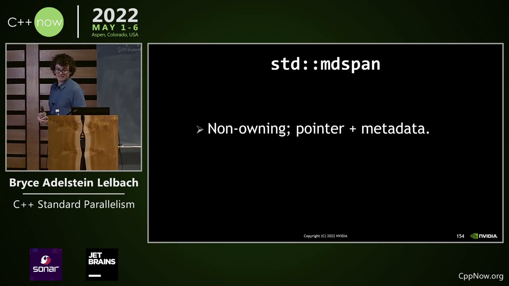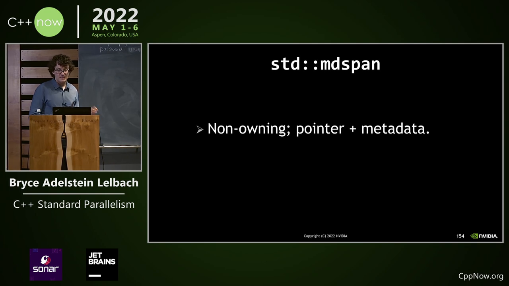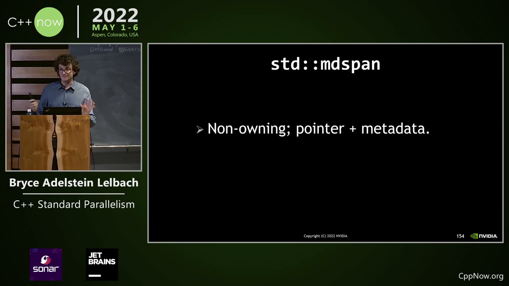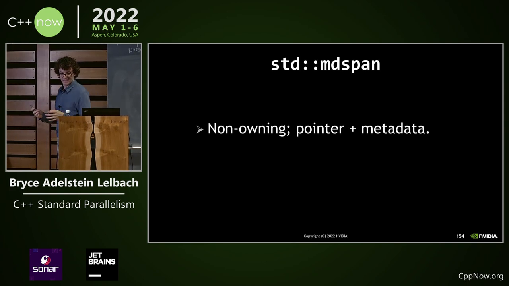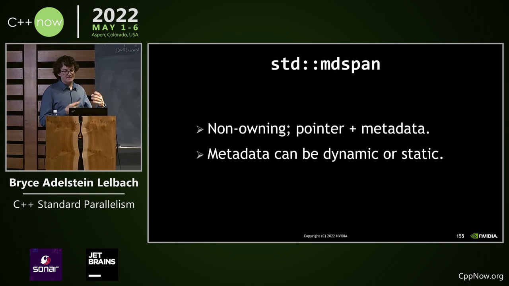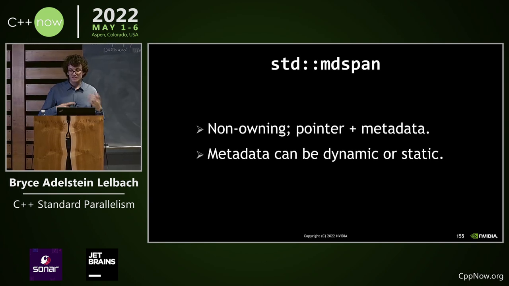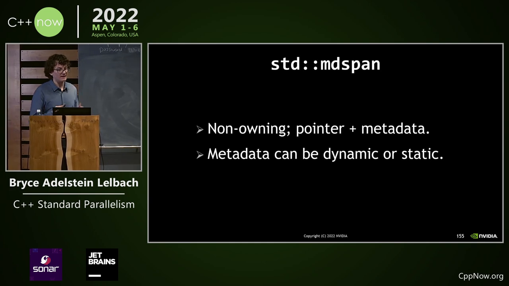mdspan is non-owning. It's just a handle to some underlying data. It doesn't manage the lifetime of that data, and that means that mdspan is cheap to copy. It just contains a pointer and metadata describing the size and shape of the structure. Metadata such as the extent of a dimension can be expressed either at runtime or compile time, allowing for metaprogramming and compile-time optimizations.